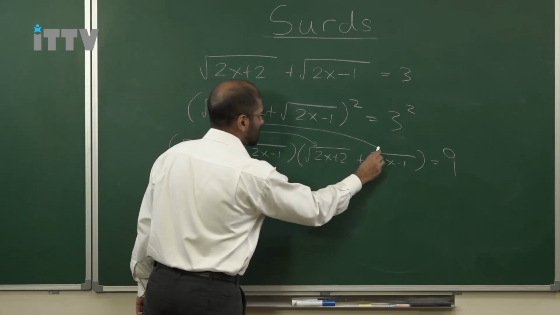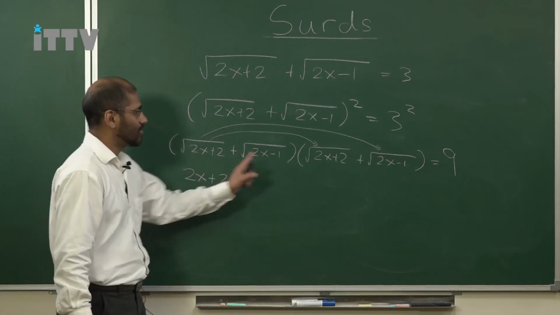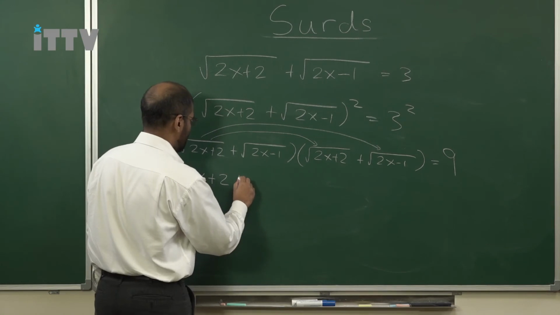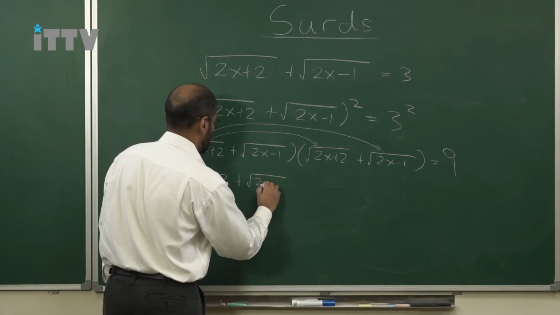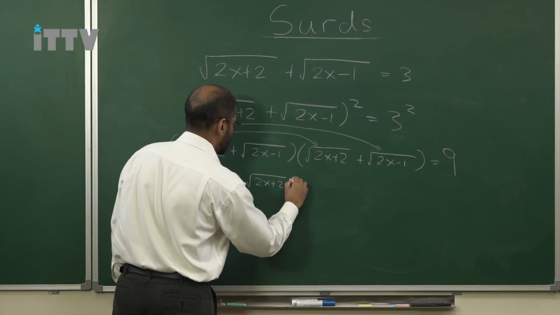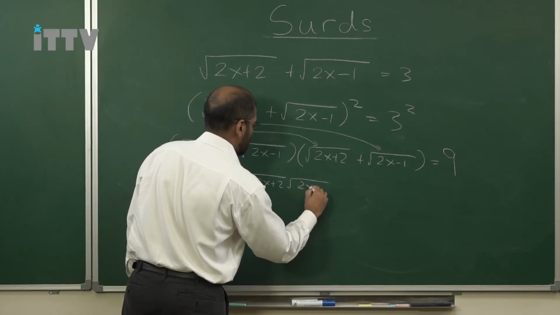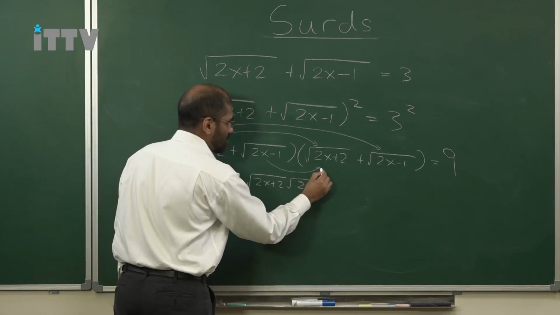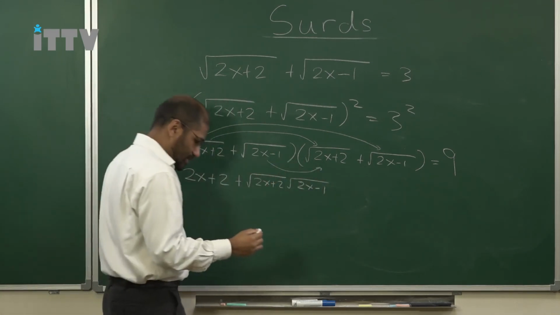When these two surds multiply out each other, they are not the same. So we just got to write them individually. So this will be written as surd 2x plus 2, surd 2x minus 1. These two surds are not the same. So we just got to write them out.